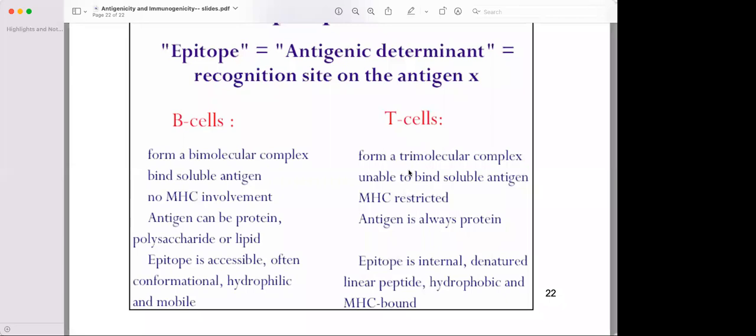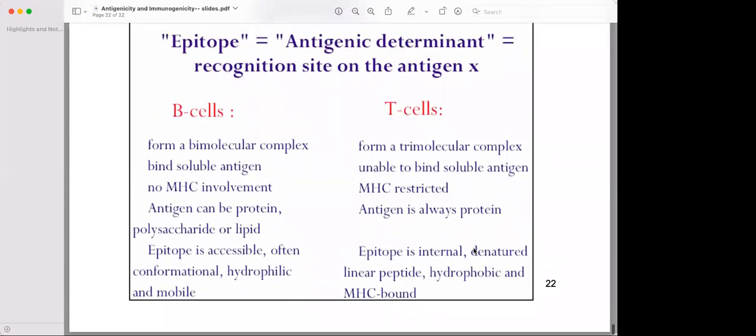For T cells, it forms a trimolecular complex, which I've just shown you. It is unable to bind soluble antigen, and the T cell has major histocompatibility complex restriction, because without this, it will not be able to recognize that antigen. Antigen is always protein, contrary to the B cells, which bind to protein, polysaccharide, or lipid. And again, the epitope is internal, which means it must be exposed, denatured, and linearized. These epitopes are not easily soluble and found in circulation, but are found bound on the surface of the antigen presenting cell and transported particularly to the lymph node where the T cells are able to react to them.